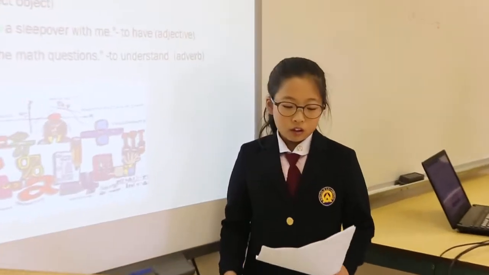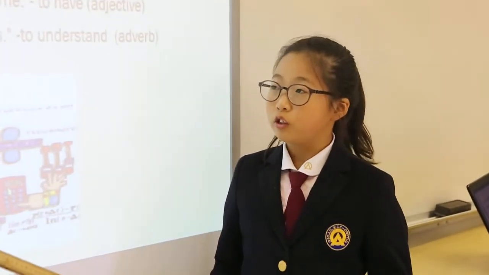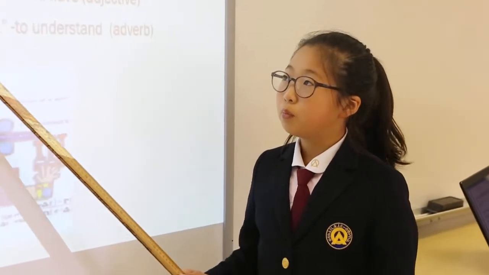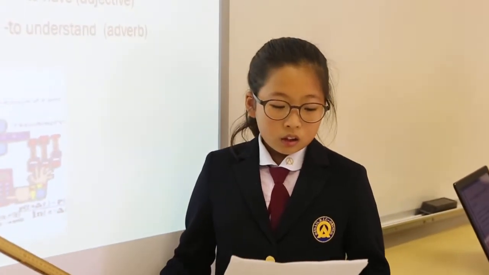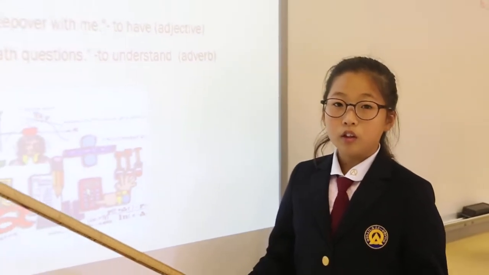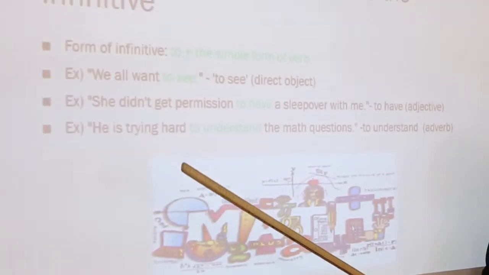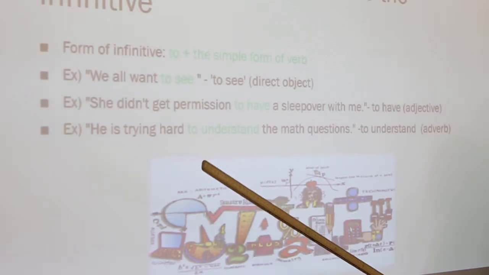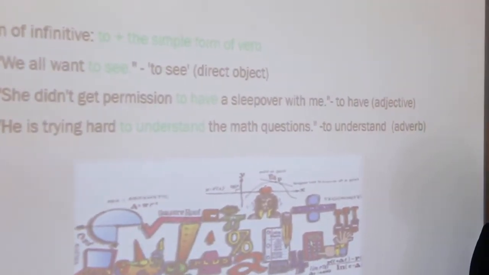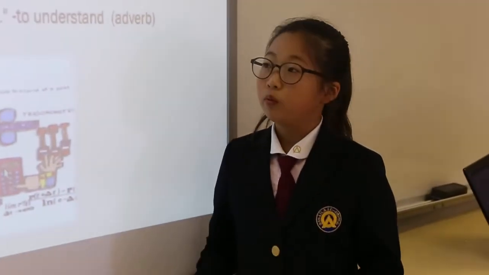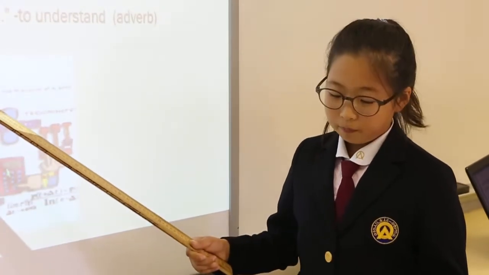Now I'm going to explain the form of the infinitive and how to use the infinitive. The form of the infinitive is to plus the simple form of the verb. The infinitive can be used when it is a direct object, adjective, adverb, and in many other ways. For an example of an infinitive as a direct object, we can say, we all want to see.